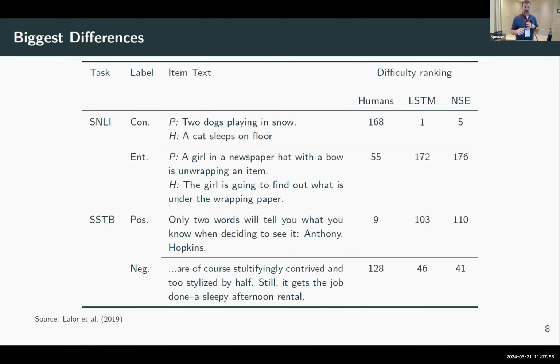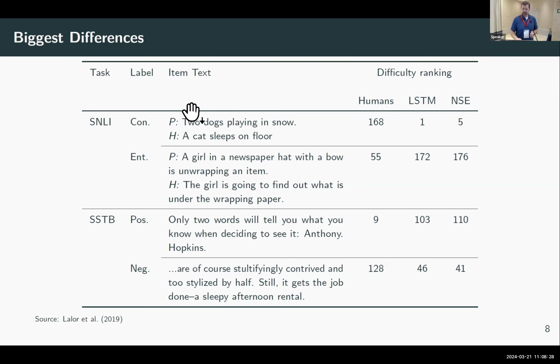What was interesting to us as part of this process was we were also able to do a qualitative analysis of items that humans found very difficult but the model architectures found very easy, and vice versa. Questions that the humans found very easy, but the model architectures found very difficult. So here we have the difficulty ranking. Hardest is ranked first, easiest is ranked with a very high ranking value. For the human response pattern, remember we had originally that data set from MTurk, that's the human column. And then LSTM and NSE are the two model architectures that we used in our artificial crowd construction.